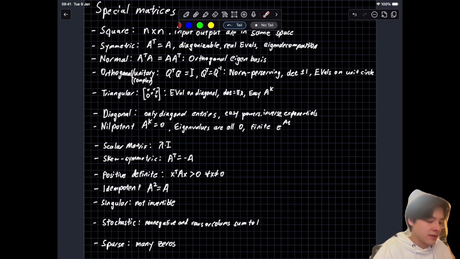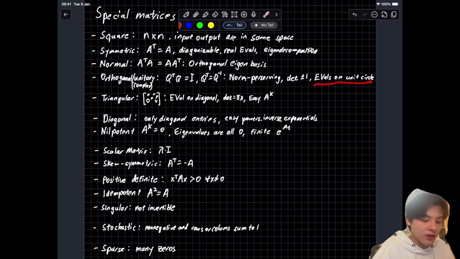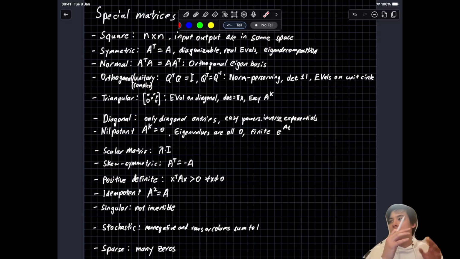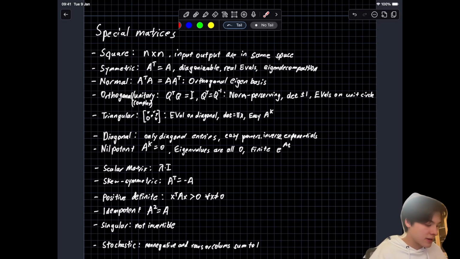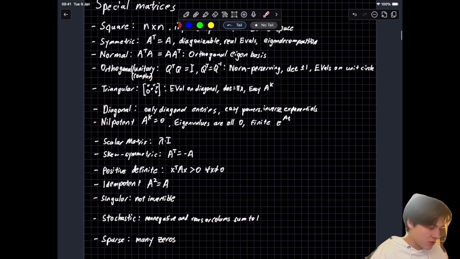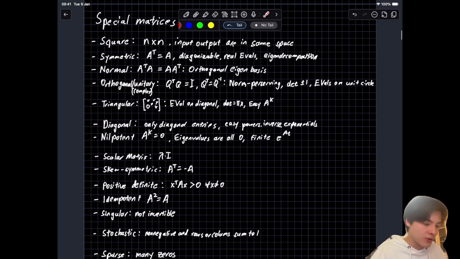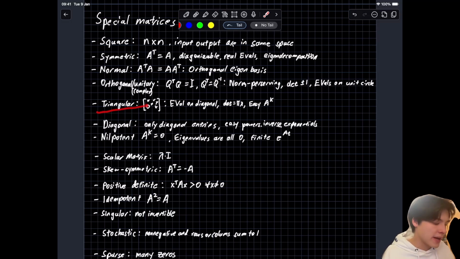Orthogonal means Q transpose times Q equals the identity matrix. So Q transpose has to be equal to the inverse. That means it's norm preserving, it does not scale it. The determinant is either 1 or minus 1. The eigenvalues are on the unit circle. It basically means it usually just rotates it. So orthogonal would preserve the angles of the matrix.